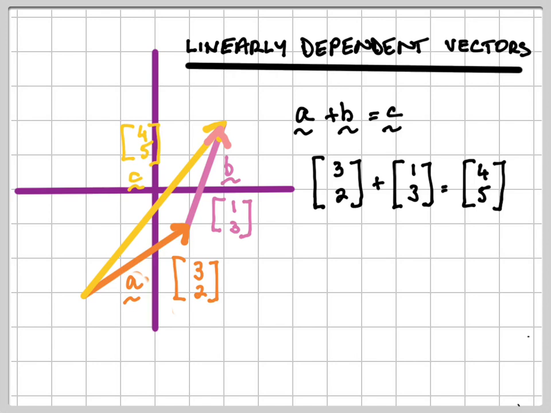That is to say, if I was to double the magnitude of A, this one here, if I was to double it to 6, 4, I would be able to say that half A plus B equals C.